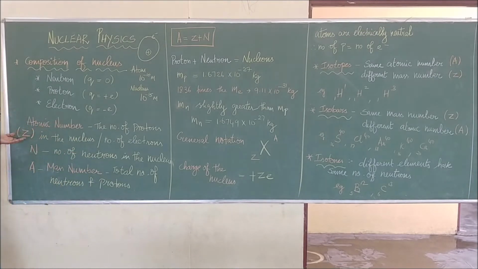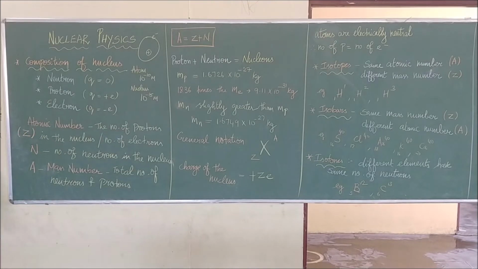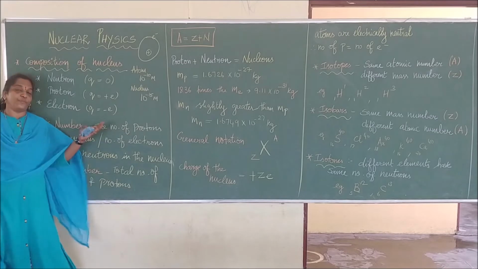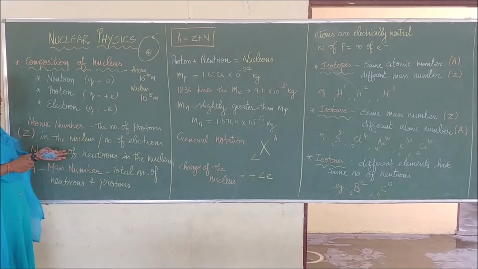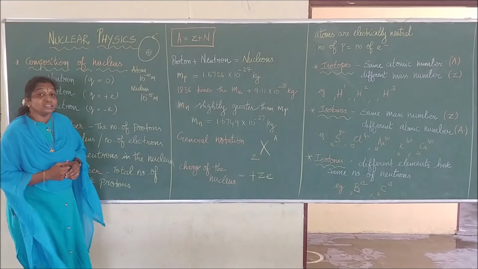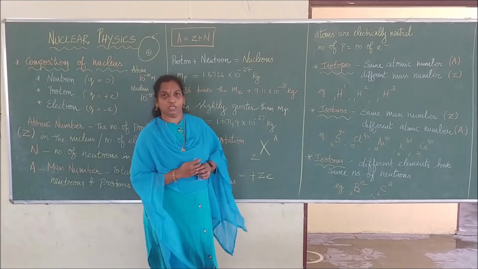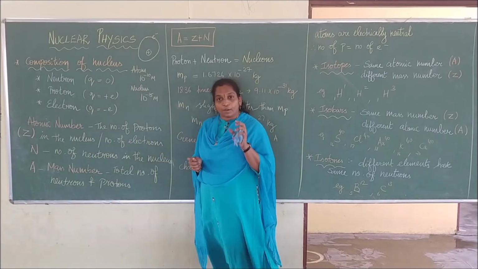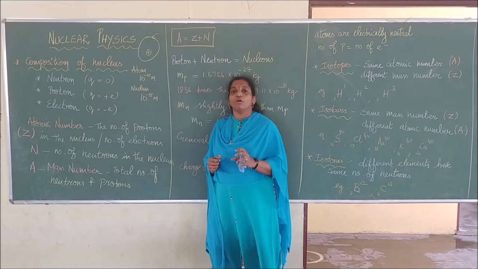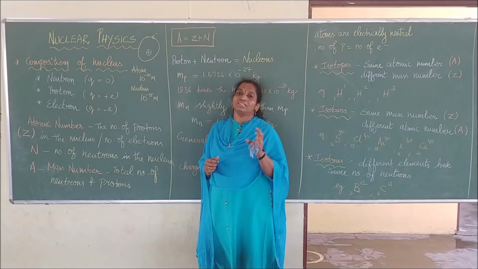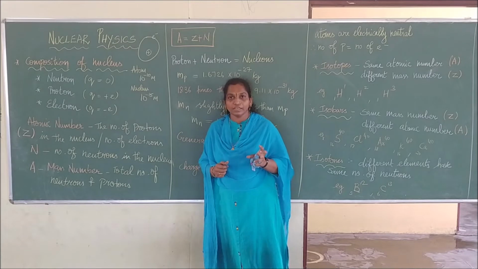Atomic number is represented by a symbol called Z. So Z stands for the atomic number. It is the number of protons present in a nucleus, or we can say it is the number of electrons. So in an atom, the proton number and the electron number will remain the same. Is it clear to you?